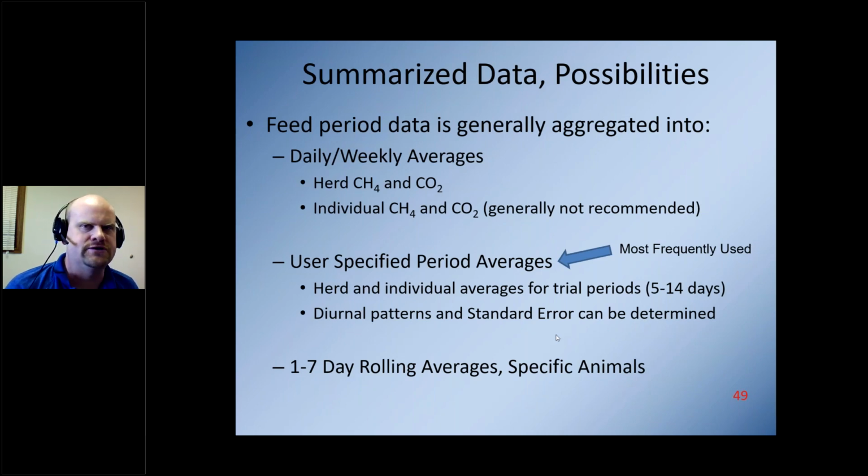In a few cases, users have used rolling averages where, say, if it's a 7-day rolling average, they will take an average of all the visits that occurred in the last 7 days for each animal, and then output them and determine the consistency of emissions in the rolling average over time.